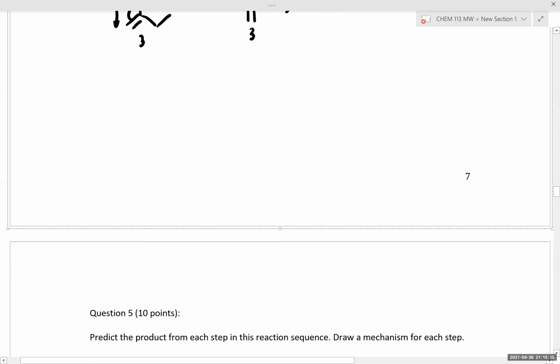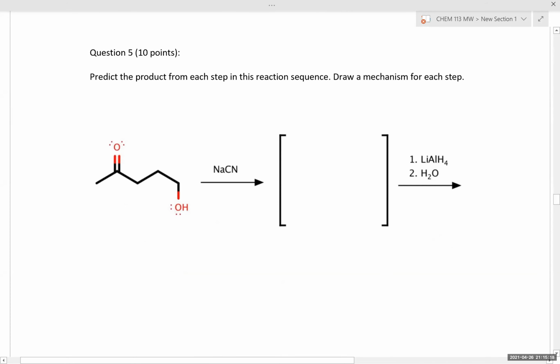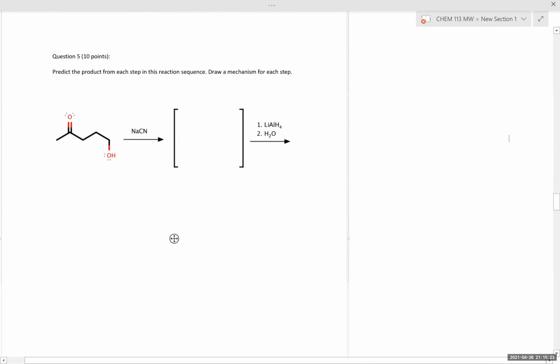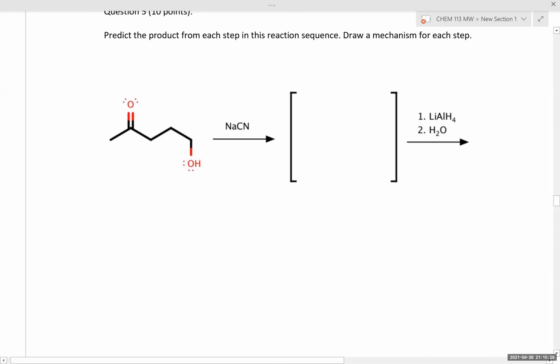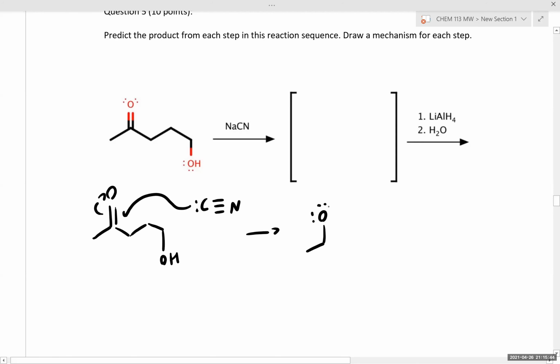Okay, so let's keep going now. In this case, we're asked to predict the product and draw a mechanism for each step. So in the first case, we're treating our starting material with sodium cyanide. So if we have a ketone and we're treating it with sodium cyanide, our nucleophilic cyanide equivalent will attack our electrophilic carbonyl carbon, and we will generate the corresponding cyanohydrin.